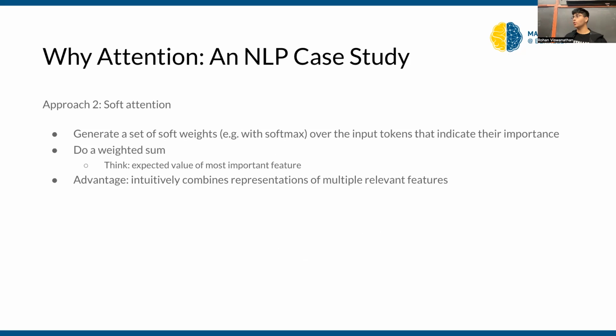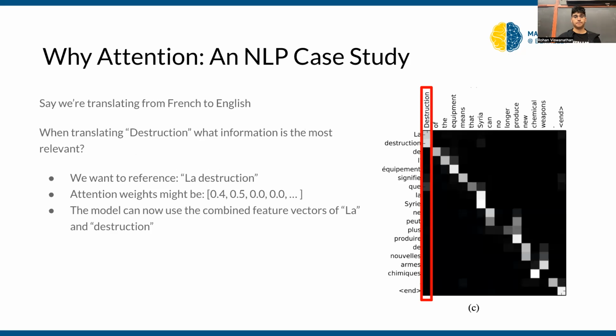Then we do a weighted sum where we're constantly tuning these weights. And this gives us an expected value of which tokens are more important, which keys are more important. And we're going to be getting into that. And this intuition combines the representations of different features that we have. Soft attention is what is generally used, and it's something that we're going to be focusing on quite a bit.